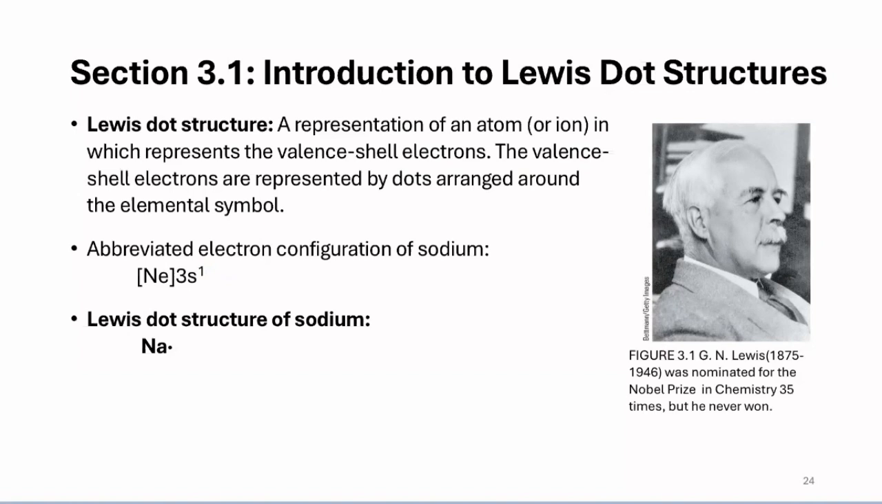All of this work was done by G.N. Lewis. He made many contributions to the field of chemistry, and even though he was nominated for the Nobel Prize about 35 times, he never won. But all of his work for Lewis structures is still to date how we look at covalent compounds in molecules.